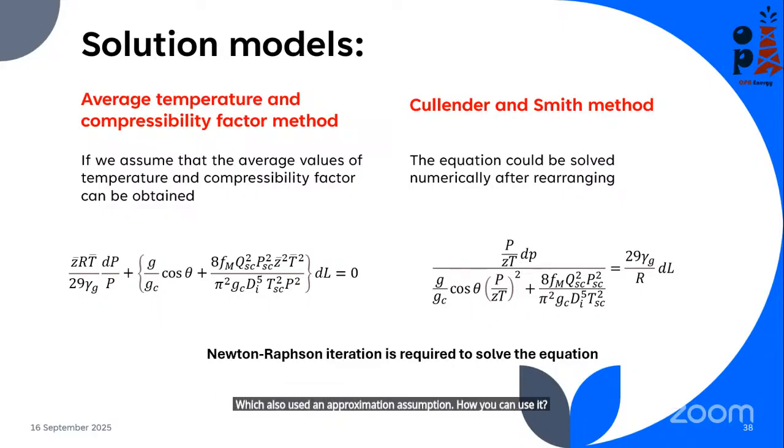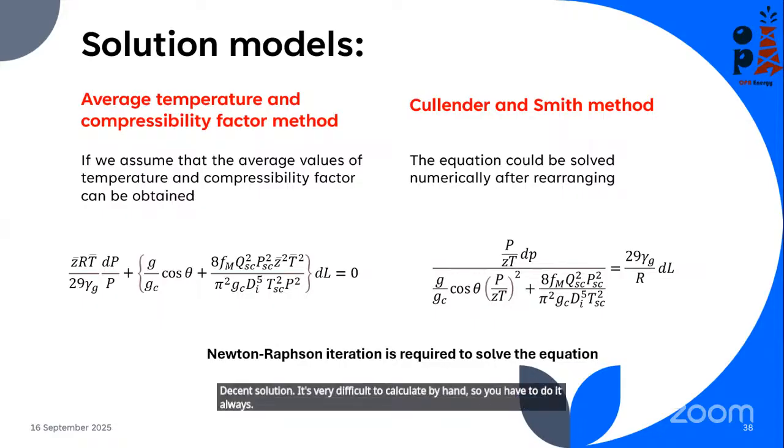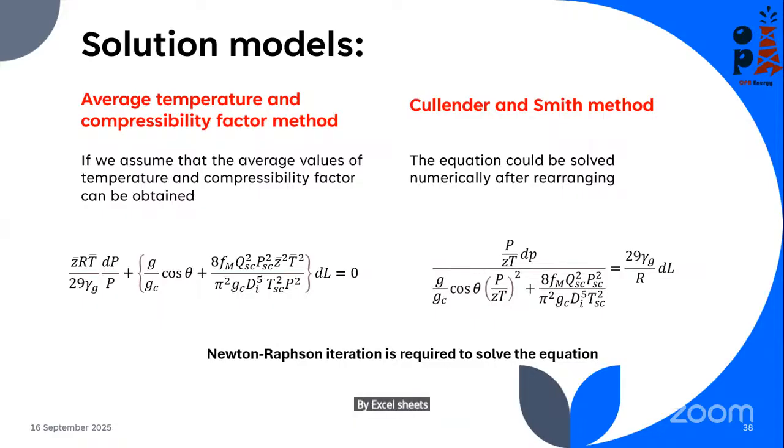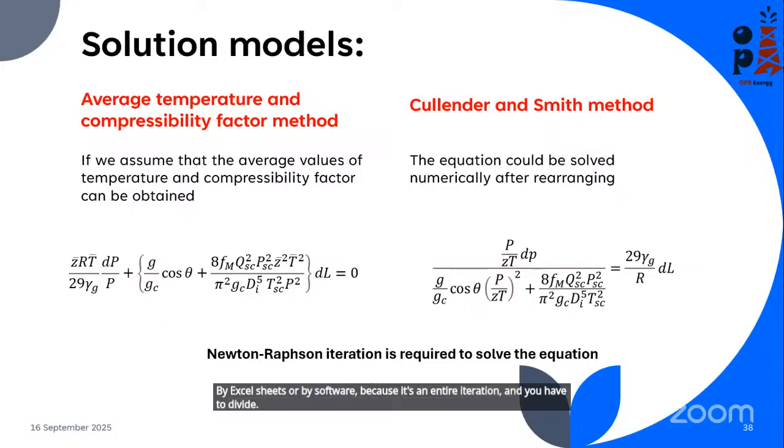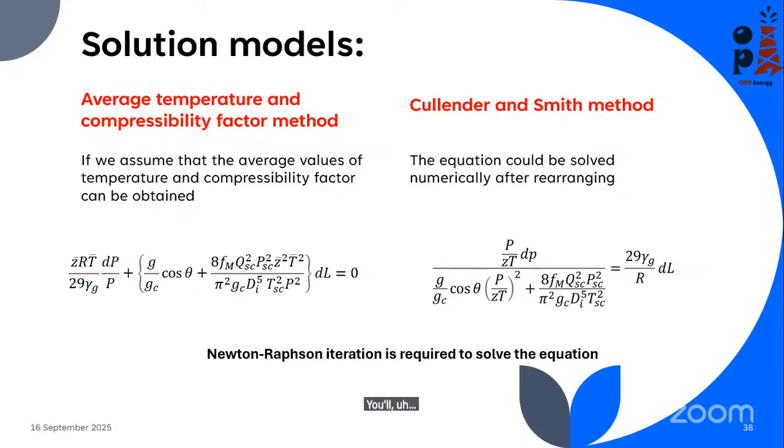How can you use it? It's an iteration. It's very difficult to calculate by hand, so you always have to do it with Excel sheets or software, because it's very iterative, and you have to divide the length of the tube into small increments so you can get a good calculation.